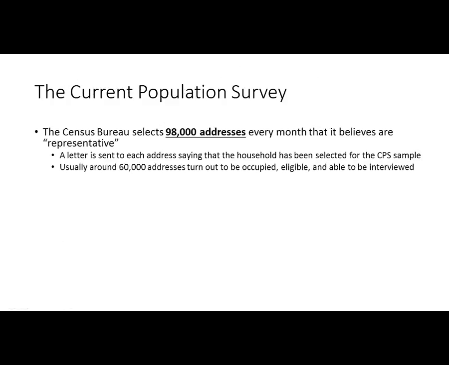The Current Population Survey is administered in an interesting way. The Census Bureau conducts this survey all the time. It's continuously ongoing. Every month they choose 98,000 addresses that they have a statistical formula that tells them are representative of the population as a whole. They send a letter to each of those 98,000 addresses saying, congratulations, you've been selected for the CPS sample, and usually around 50 to 60,000 of those addresses turn out to be occupied with households eligible to participate and able to be interviewed.